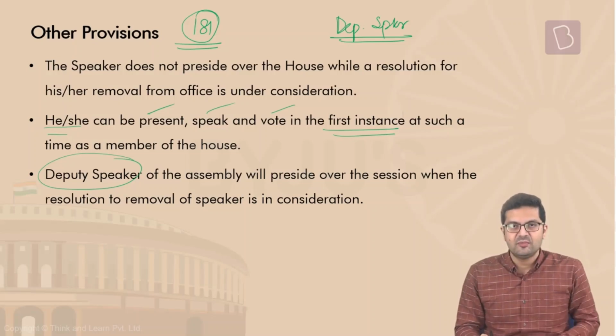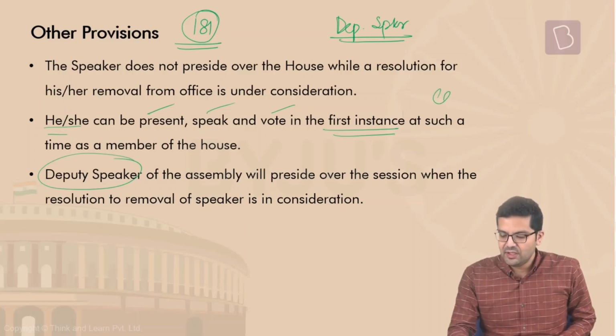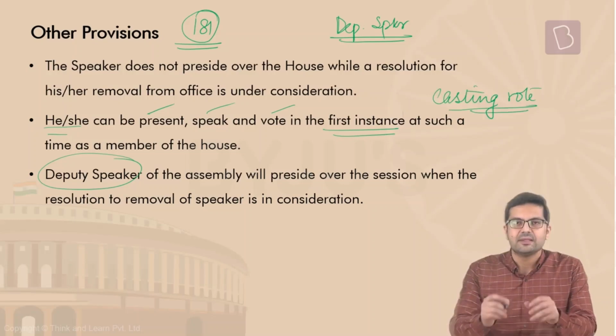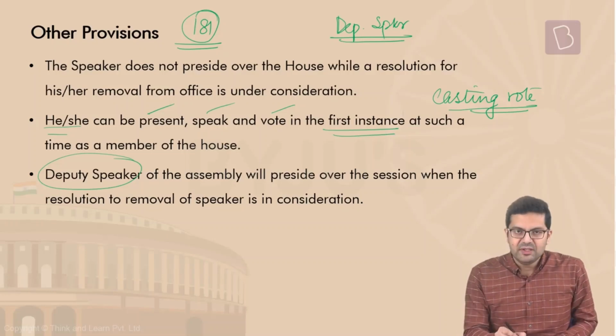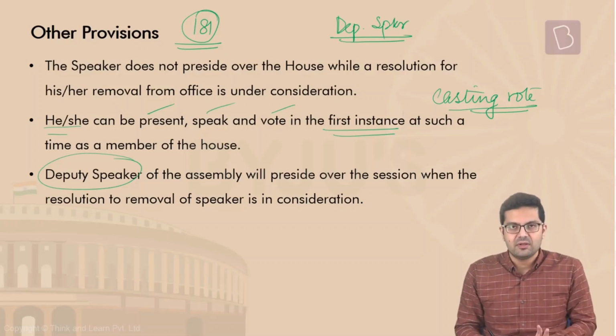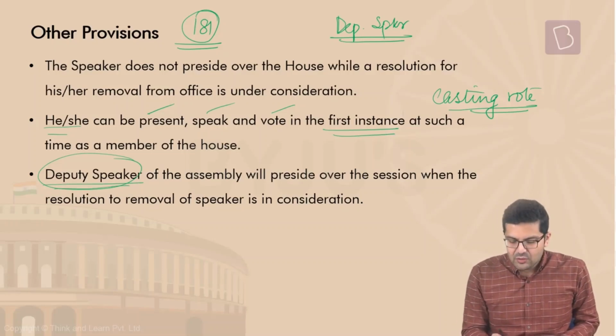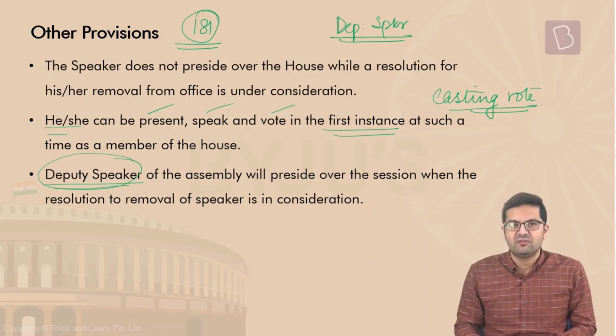I hope you are aware that under normal circumstances, speakers do not have a right to vote in the first instance. They can only have a casting vote, meaning they can vote only in case of a tie. If there is a tie, then the speaker can vote. Otherwise, no. But since the speaker here is being treated as an ordinary member, he has a right to vote in the first instance. And it is the deputy speaker who takes care of the proceedings of the House. So these are some other provisions with respect to the removal of the speaker.